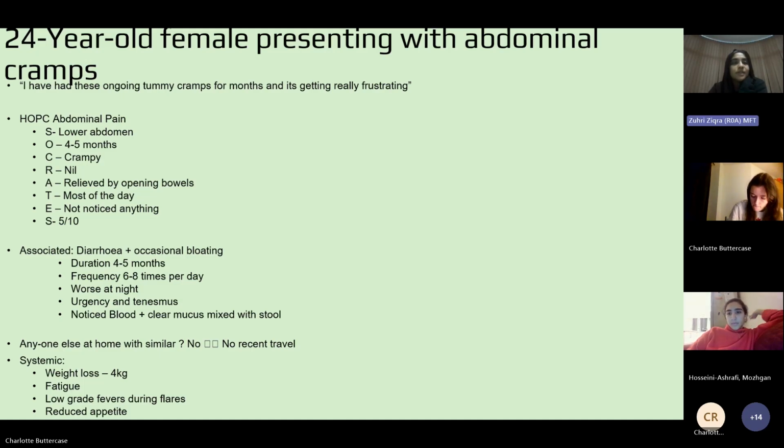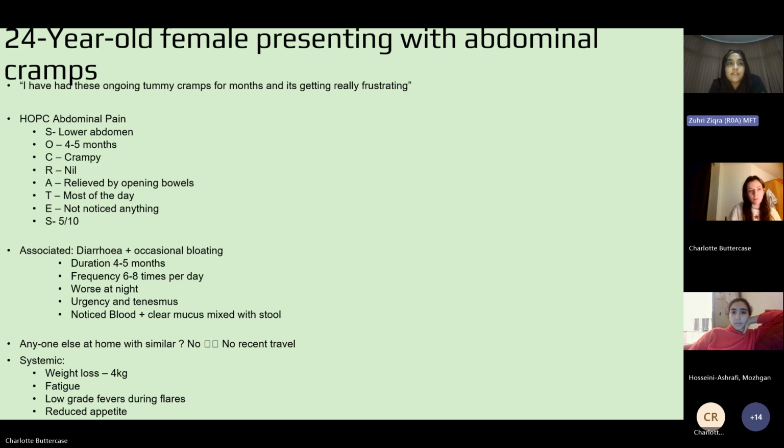Yeah, perfect. SOCRATES, a cramp. So if we get a bit of a history of presenting complaint: abdominal pain. They've told you it's in the lower abdomen. It's over 4 or 5 months now. Crampy in nature. It's not really radiating anywhere, but it is relieved when they open their bowels. It's always present, and they've not really noticed anything that worsens or relieves it. And we put severity in there, and it's 5 out of 10. It's affecting them, but it's not a severe pain.